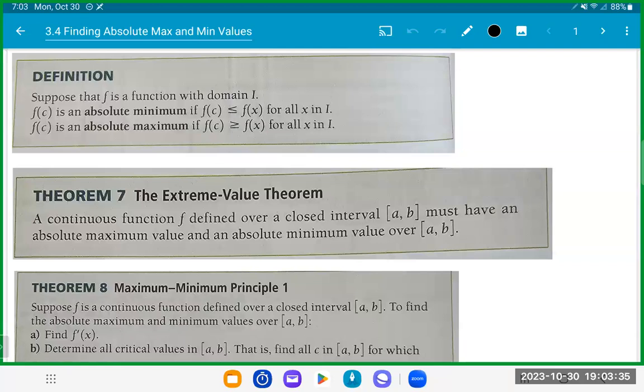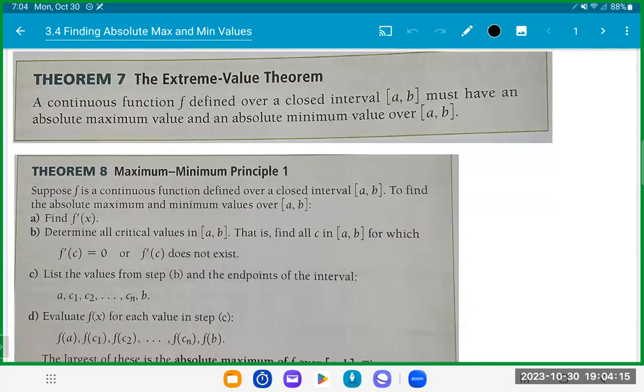An absolute minimum, though, is the smallest value of the function over the entire domain, right? You can think about that as, if it's the absolute minimum, it is the very smallest of the small values. Similarly, a relative maximum may or may not be an absolute maximum, because the absolute maximum is the very largest value of the function over that entire domain, okay? So that's what that first definition gets at.